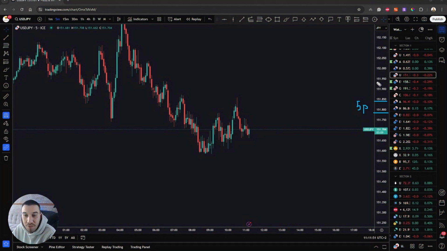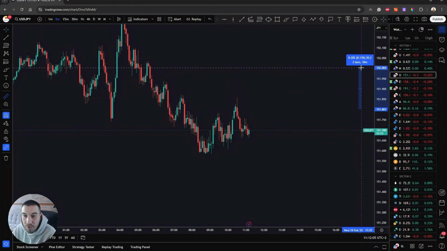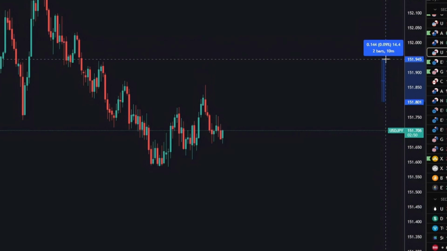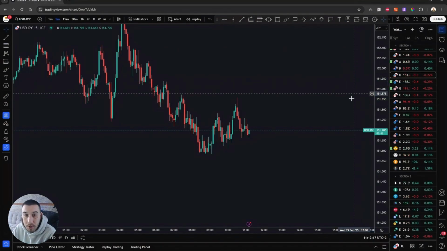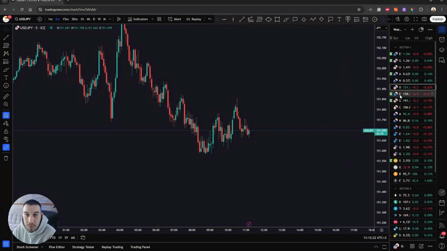151.80 up to 151.95. How many pips is that? That's 15 pips of a movement, right? So again, we're going to do the same thing, 151.80 right here up to, let's say, 152. That's 20 pips, okay? Up to 151.95, that's 15 pips of a movement. It is pretty straightforward, but you gotta get used to yen pairs, gold, and normal Forex pairs.